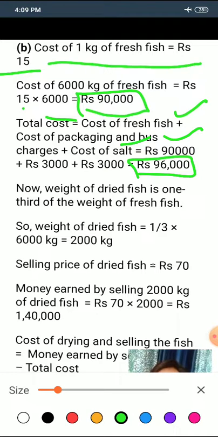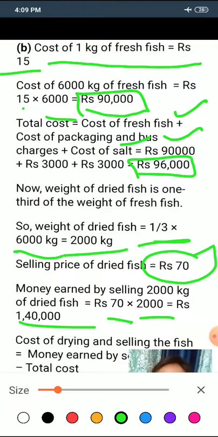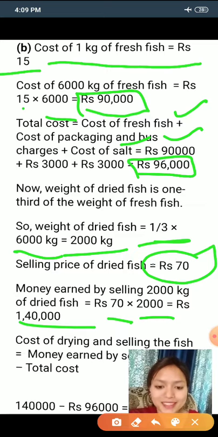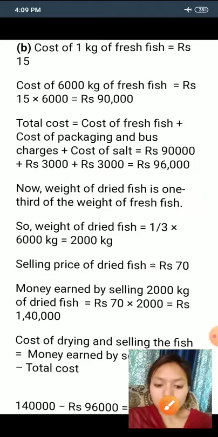Okay. Now it is said that the weight of the fish will be 1/3. So 6,000 divided by 3, sorry, we will get 2,000. So selling price of the dry fish is 70. So we will multiply 2,000 by 70. We will get the answer 1,40,000. Now from here you can see money earned by selling 2,000 fishes is 1,40,000, and total expenditure on the fishes is 96,000.